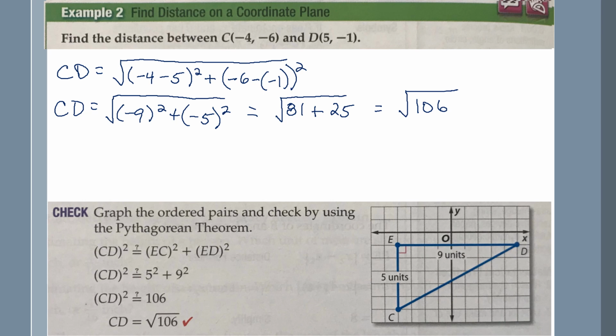All right, so one of the things you can do here is graph it in order to check it. So we have this graph here, and we use the Pythagorean theorem, right? So 5 squared plus 9 squared, right? We end up with 106, and CD is therefore equal to the square root of 106.